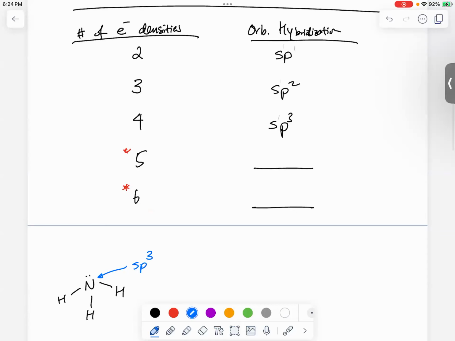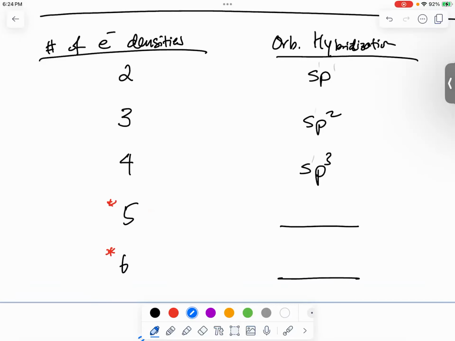Now, I haven't told you about the hybridization for 5 electron densities and 6 electron densities. So let's go to the next video and let me explain a little bit more, and then you'll be able to figure these two out.